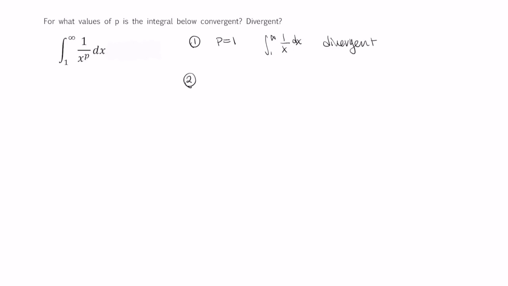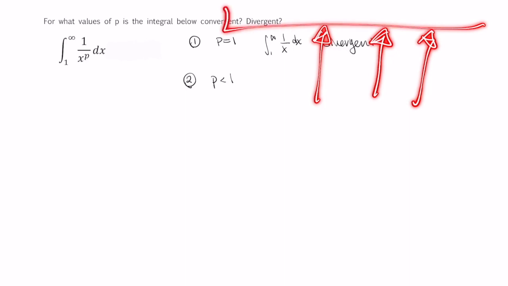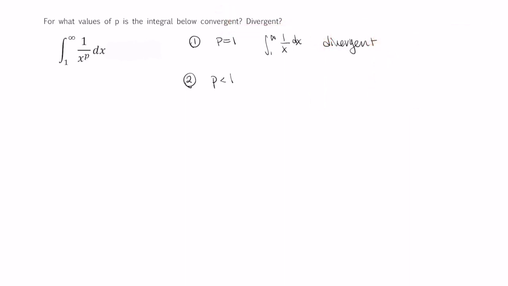We've also covered the case where p is less than 1. And again, that was in a previous video, so if you haven't seen it, please avail yourself of the link coming up now. In this case, this improper integral is also divergent. So now all that's left to check is the case where p is greater than 1.